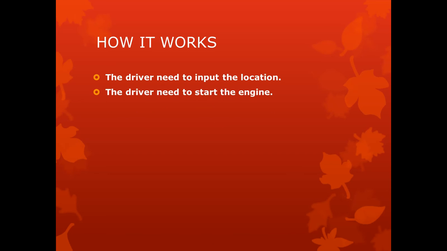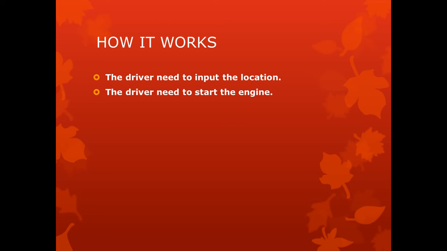Okay, how does it work? The driver needs to input a location. This is the most important thing to do before you fly or before you go to any location. This is the first thing before the Aeromobile car even switches on. The first thing that the driver needs to do is to input a location. Then the driver will start the engine.